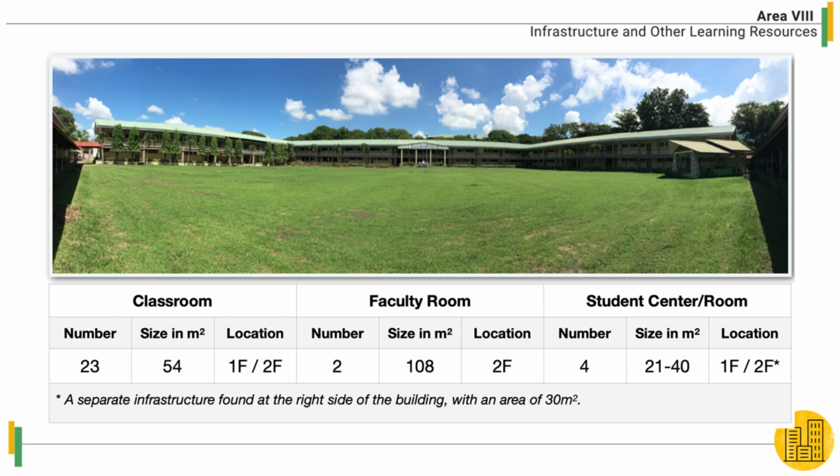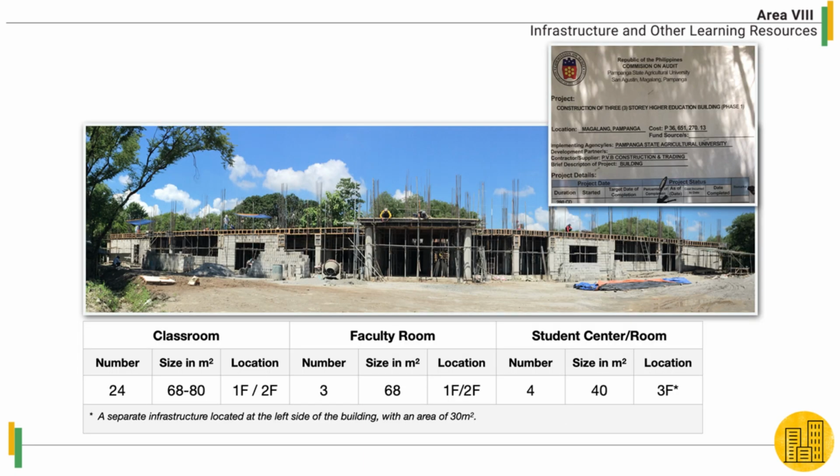Typically, academic buildings such as this, the College of Arts and Sciences Academic Building, are structured with classrooms, faculty rooms, and student rooms or center. The facilities in every building are ensured to contribute to a positive learning environment and quality education for all students. The university is also continuously constructing buildings to address the growing population of students. At present, 2 additional buildings are being constructed, one for the College of Education and the other for the College of Engineering and Computer Studies.